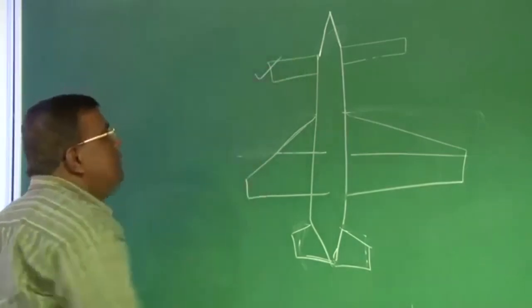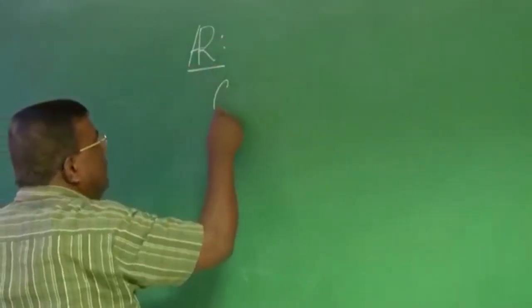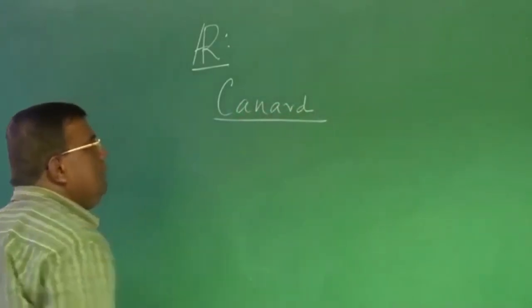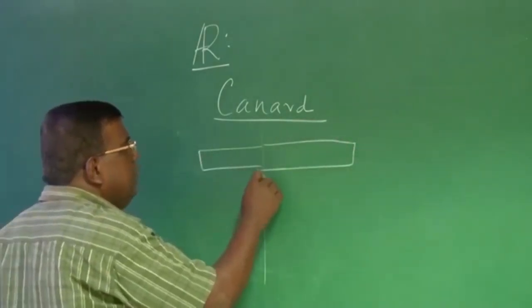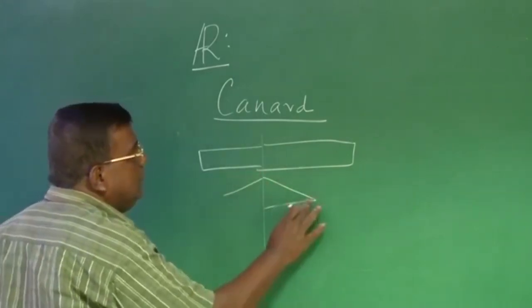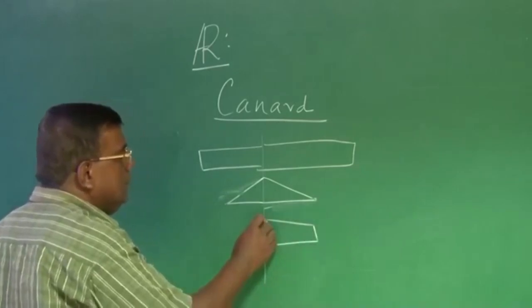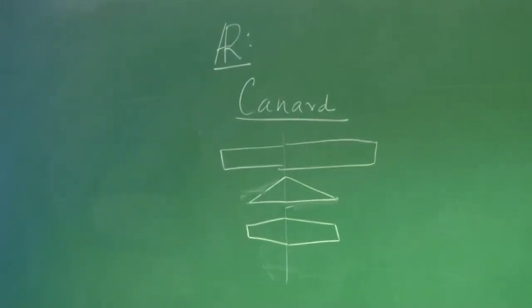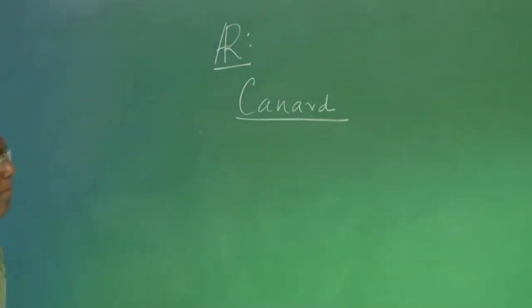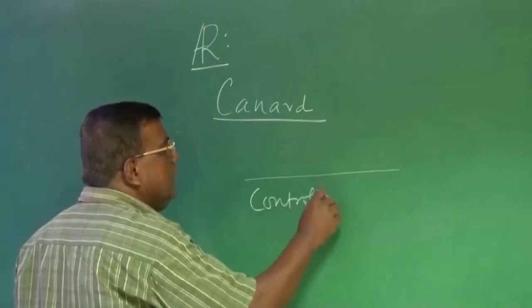So what is this top portion? This is canard, right? So let us see. Since we are talking aspect ratio, I thought we'll talk about canard a little bit. Canards are basically control surfaces which are of different shape, you will find, depending upon the speed zone you are flying. But concentrate on low speed airplane. The low speed airplane and canard is used for controlling the airplane.